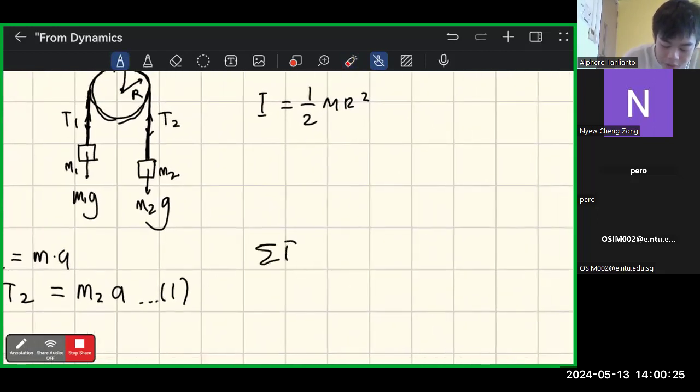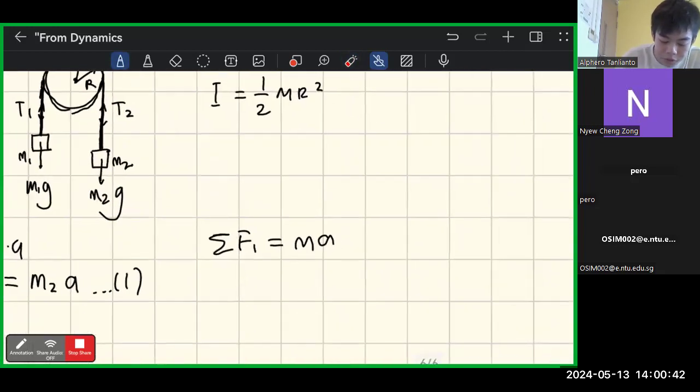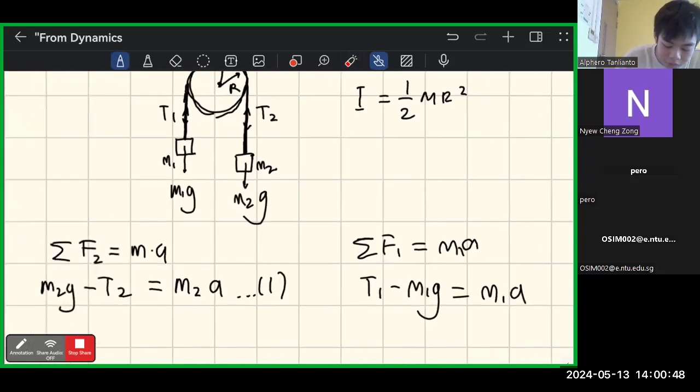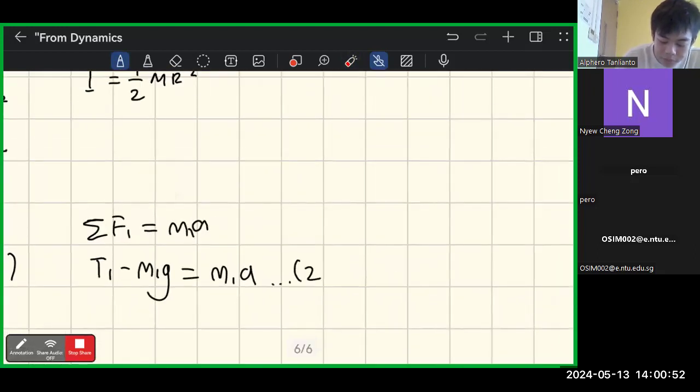And sigma F1 equals ma. But the acceleration A is going this way. Thus, for M1, it's going up. They have the same acceleration, but M1 is going up and M2 is going down. So sigma F1 is going to be T1 minus M1G equals M1A. This is our second equation.